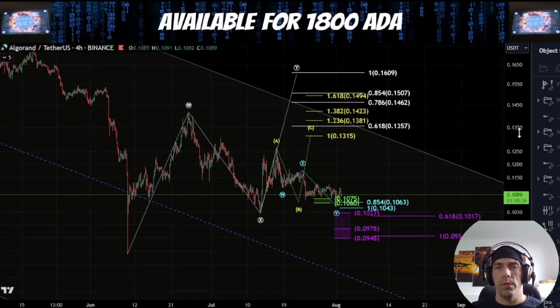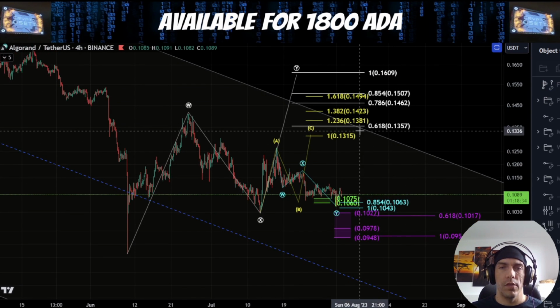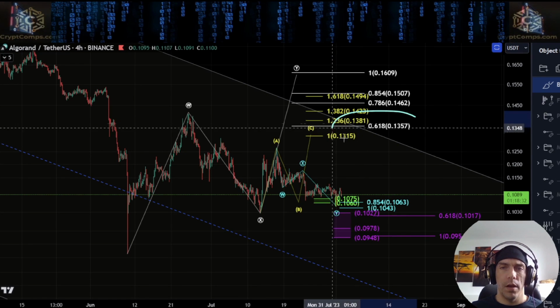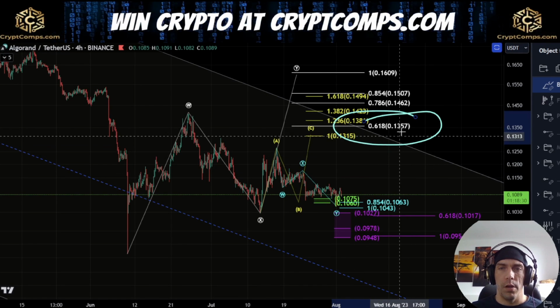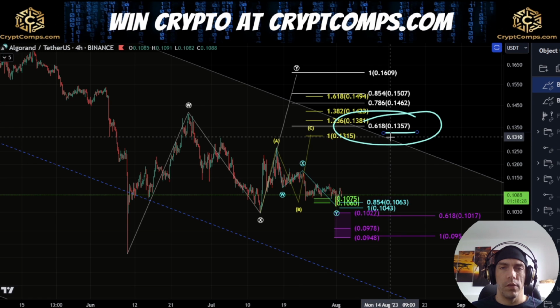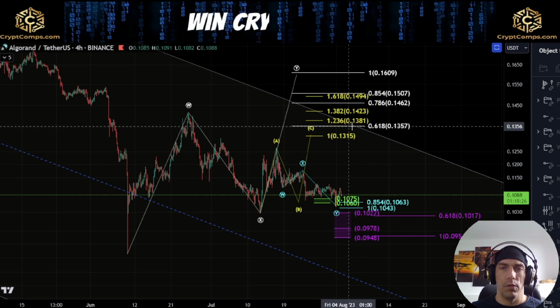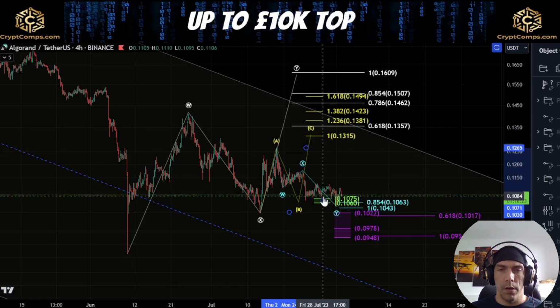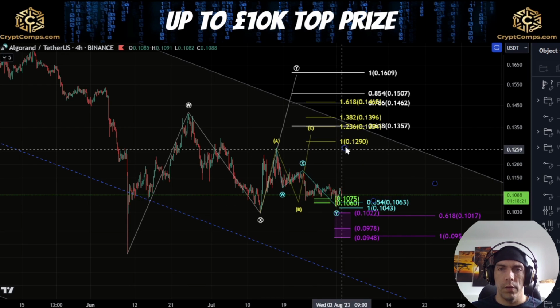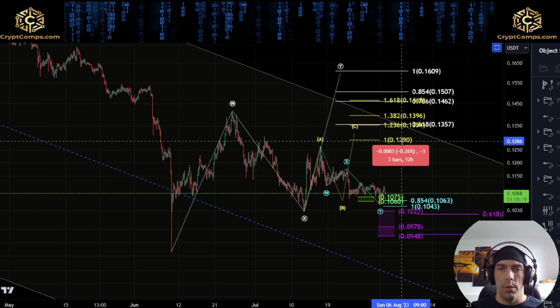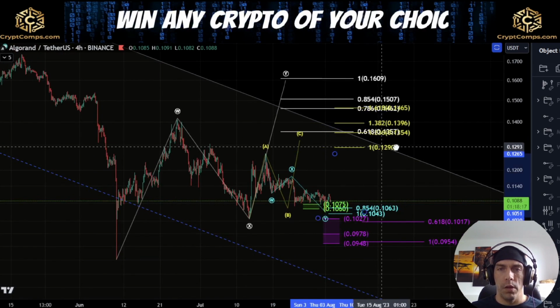Now, the target area for this would actually be 1-to-1 at the 1609, but I would be keeping an eye on this 0.618 area here towards this 1357, because this would align with coming back into the channel area that we have currently, and the target of this is 1-to-1 would be lower down here towards these highs. So we need to keep an eye on this.